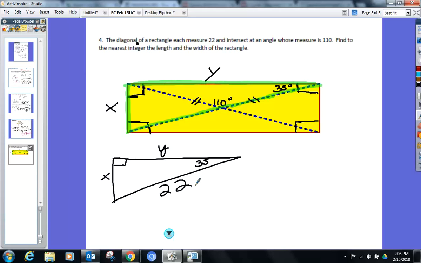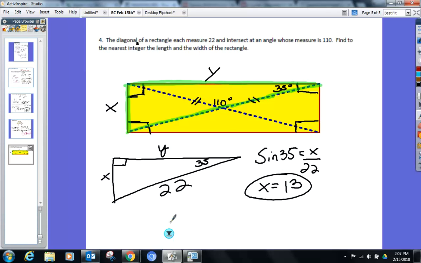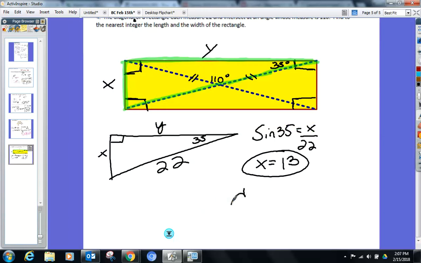Okay, go right ahead. Let's keep working right up to the bell. Find x and y now. Pick a side to start with. Sine or cosine. And you're rounding to the nearest integer, which means nearest whole number.